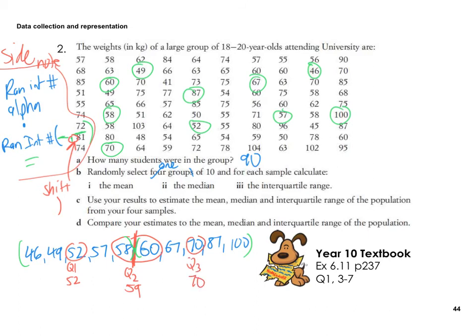Okay, so back to the questions. So mean, just add them all up and divide by 10. Very long process, but not that difficult. I'll just do it myself. Okay, I believe that's 64.6 if I've done it correctly. Part 2, median, that's just Q2, which is 59. And then part 3, interquartile range is just 70 minus 52, which is 18.